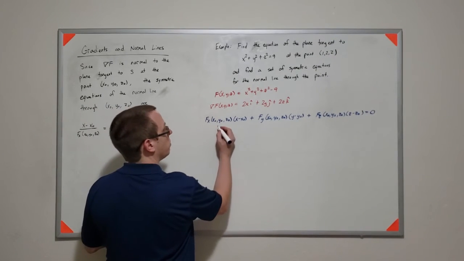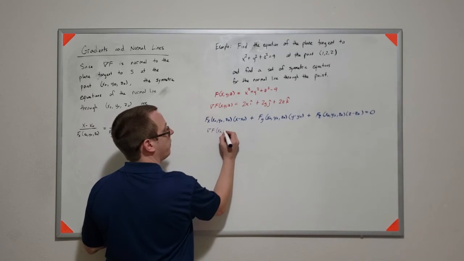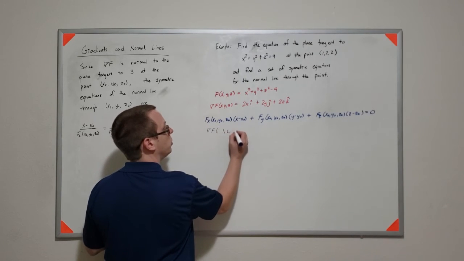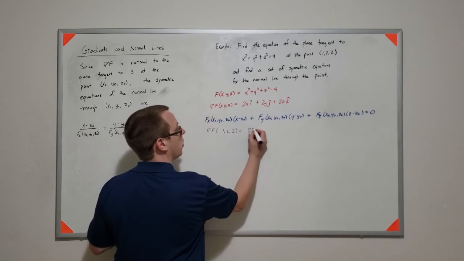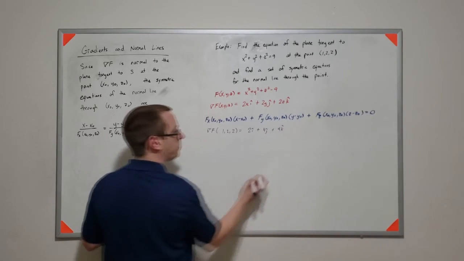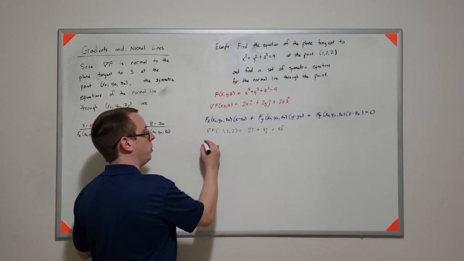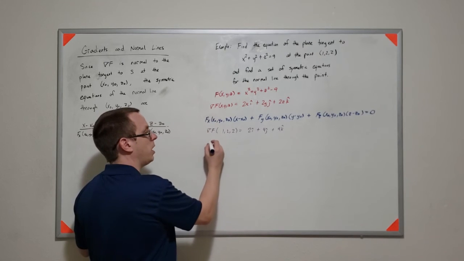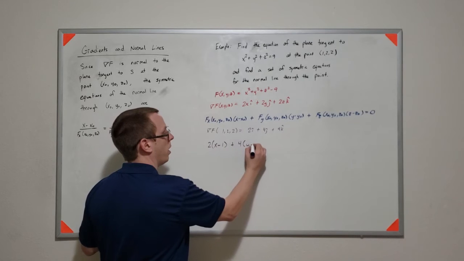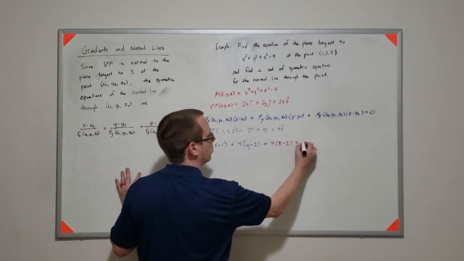So in this particular case, let's get the partial at the actual point. So let's just fill it in. At (1, 2, 2), we get 2i plus 4j plus 4k. Okay? Then the equation of the tangent plane here is 2(x minus 1) plus 4(y minus 2) plus 4(z minus 2) equals 0.